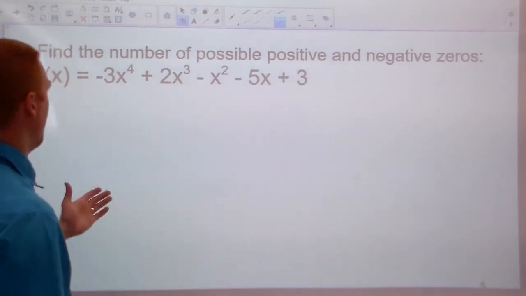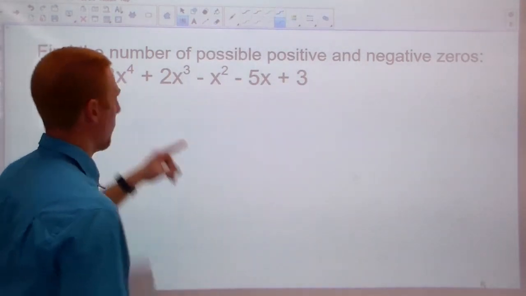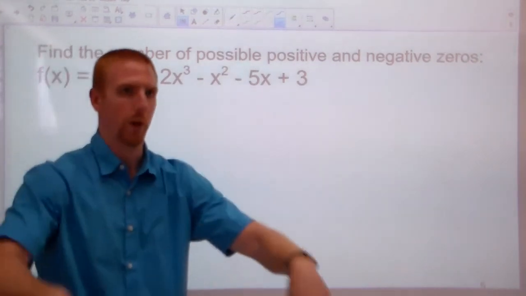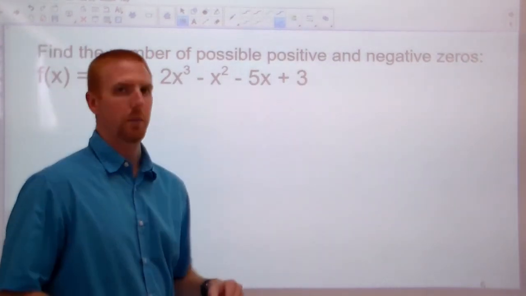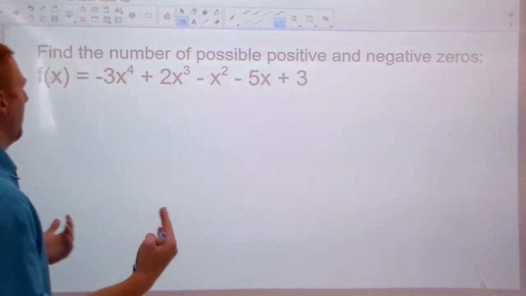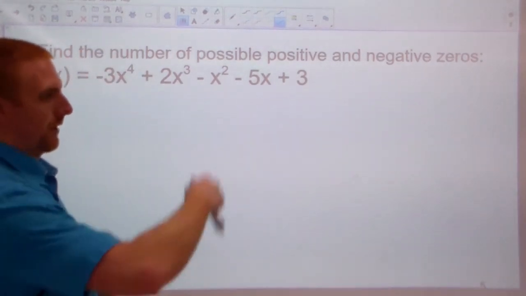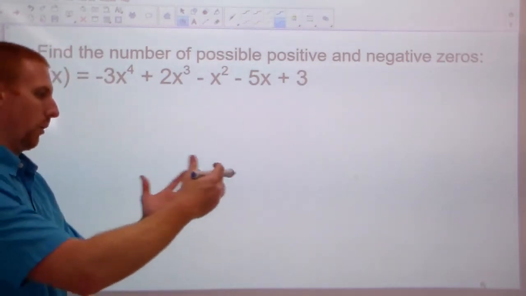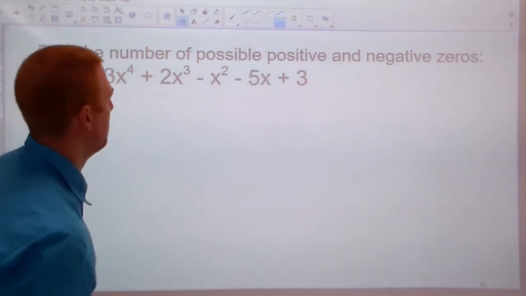You could draw out every possibility. I mean, this is x to the 4th, so both ends point up or down. You've got a negative leading coefficient, so both ends point down. Your y-intercept is going to be at 3. And then you could just draw out every possibility, so it looks kind of like a letter M. You're going to draw all the ways that could happen, and think about where the possible positive and negative zeros could be.